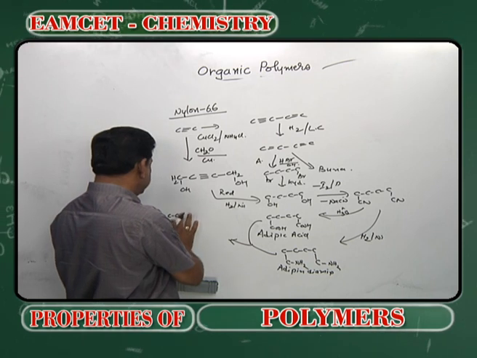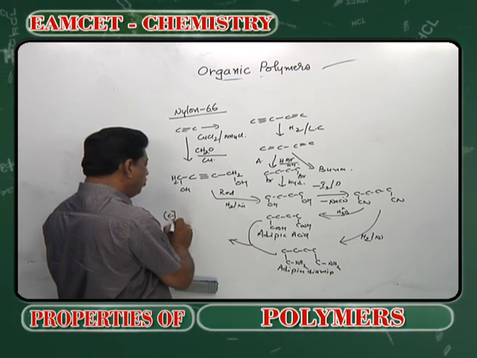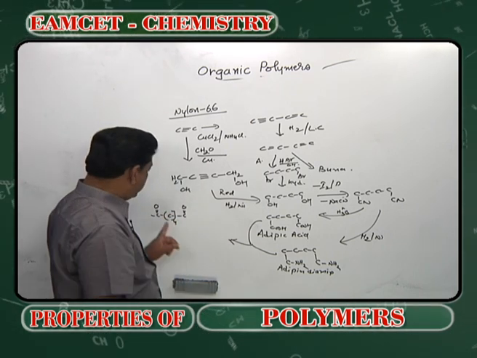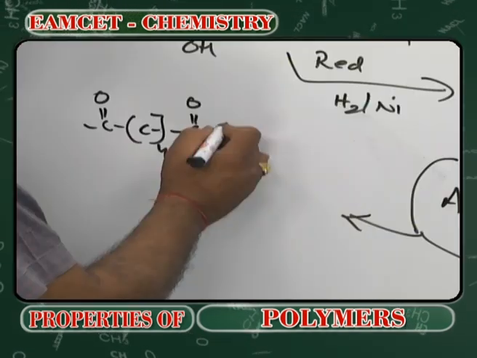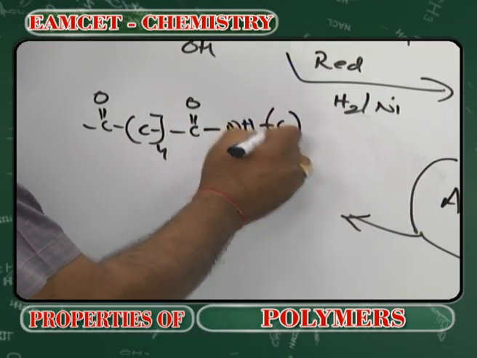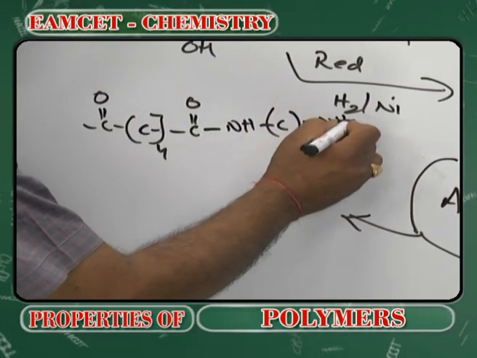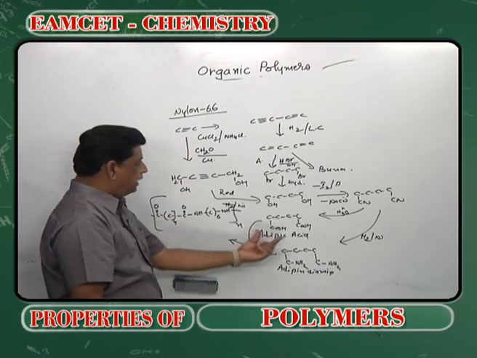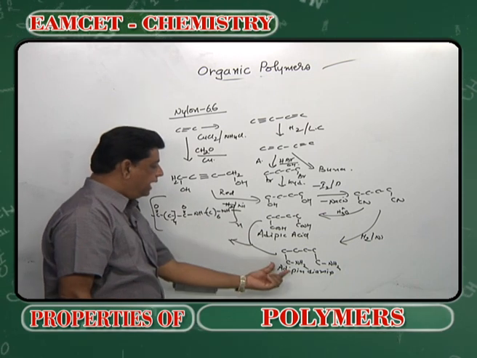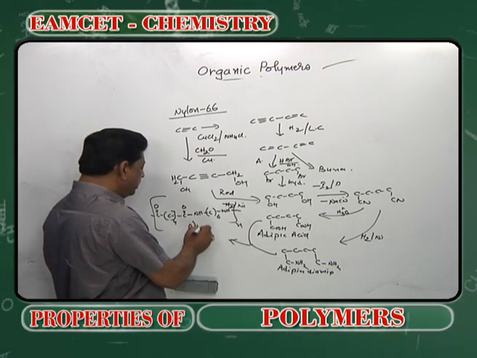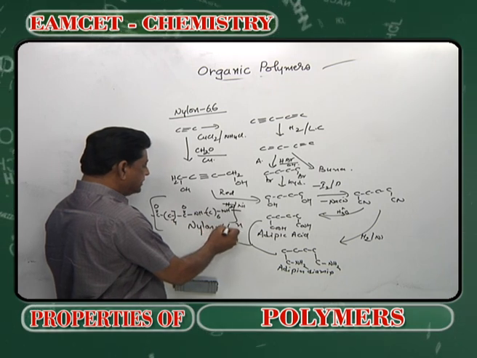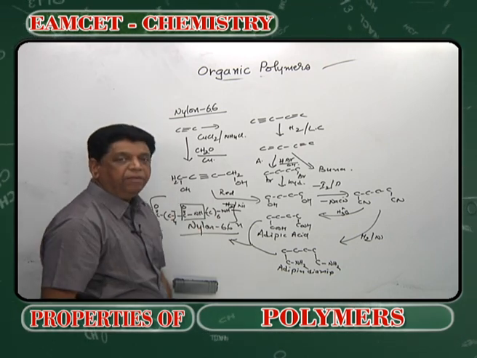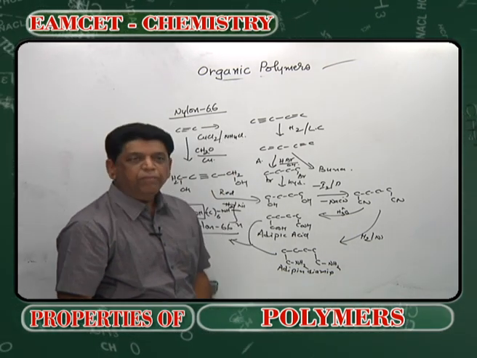Let me write CH2 4 times with the CO. This is called a dicarboxylic acid. Now, the diamine starts with NH, then CH2 6 times, then NH. Now, this unit repeats N number of times. The dicarboxylic acid is adipic acid and the diamine is adipine diamine. This is called nylon 66. So, in this polymer, what is the functional group? The amide functional group. Therefore, it is again a polyamide.